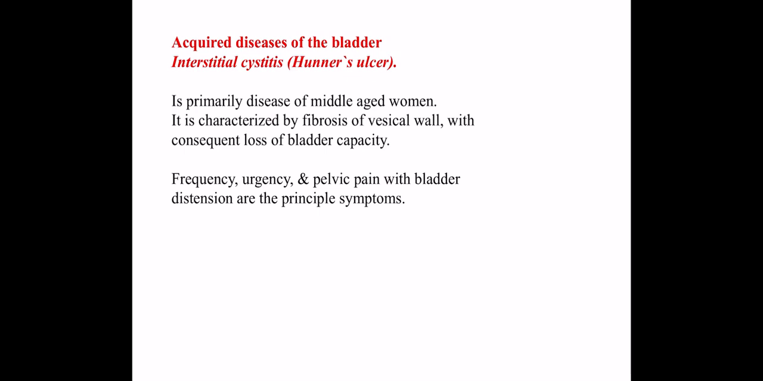These are the two types of congenital anomalies we discussed, and now we will come to the acquired disorders of the urinary bladder. One of these acquired disorders is what's called interstitial cystitis or Hunner ulcer. It's a primary disease of middle-aged women, but it can rarely affect men also. It's characterized by fibrosis of the vesical wall with consequent loss of bladder capacity.